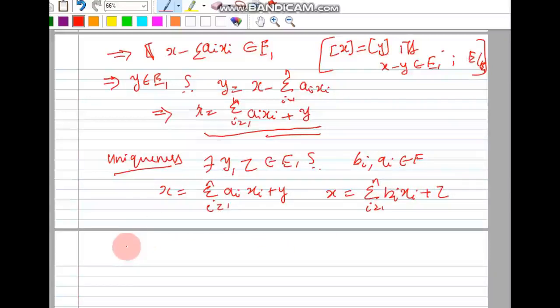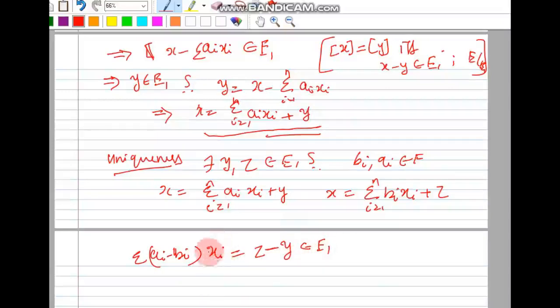Okay, then on subtracting both sides, we have the sum of ai minus bi into xi, which is equal to, on the right side, z minus y. But z belongs to E1 and y belongs to E1, so z minus y belongs to E1.